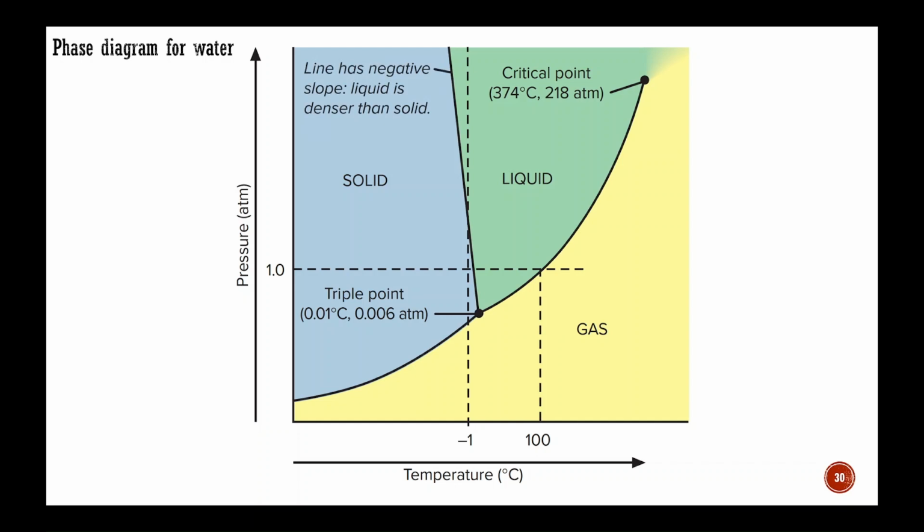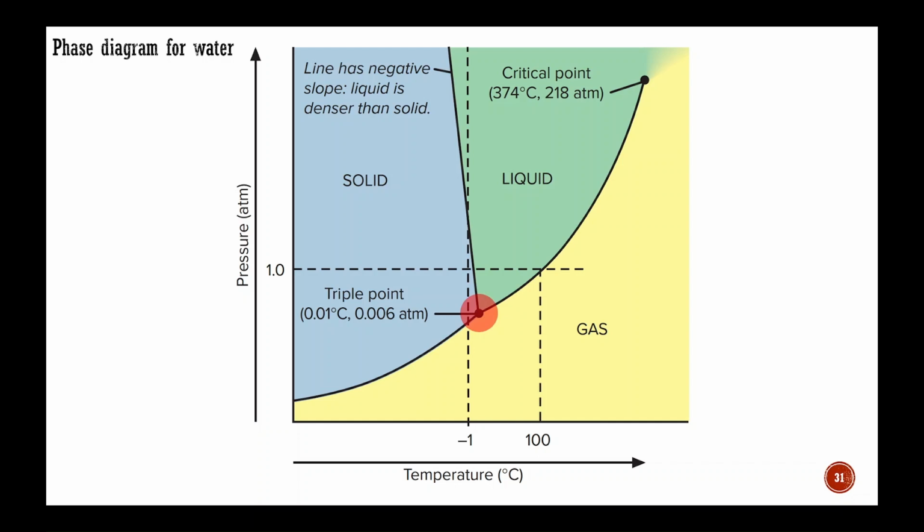Also, note that the solid-liquid boundary line has a negative slope. The point at which all 3 curves meet is called the triple point, which is the only condition under which all 3 phases can be in equilibrium with one another. For water, this point is at 0.01 degrees Celsius and 0.006 atmosphere. Phase diagrams like this enable us to predict changes in the melting point and boiling point of a substance as a result of changes in external pressure.